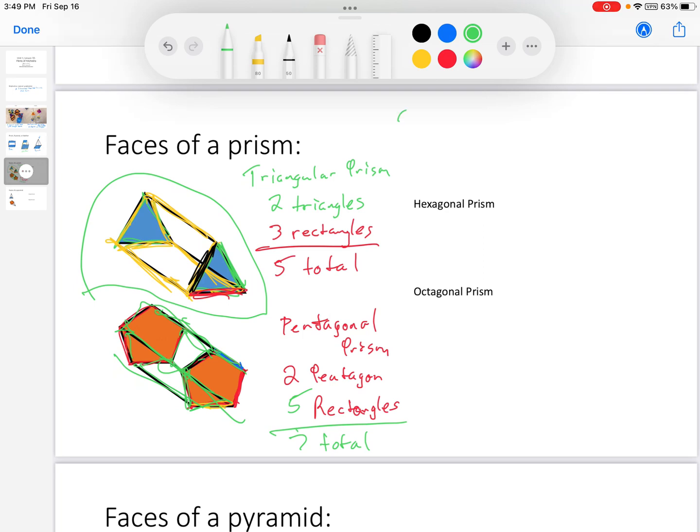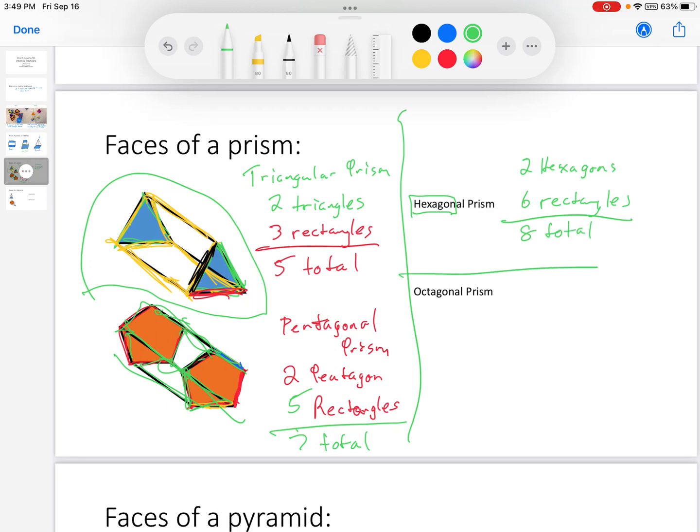Now, I don't have pictures for these next 2. I just have the word hexagonal prism. Well, what shape are the bases? Hexagons. So there'll be how many bases? There will be 2 bases. So that means there will be 2 hexagons. And there'll be rectangles between, 1 for each side of the hexagon. A hexagon has 6 sides, so therefore there will be 6 rectangles. What's that total? 2 and 6 makes 8 total. Sorry, got that done. All right.